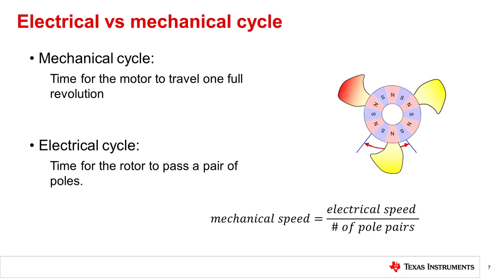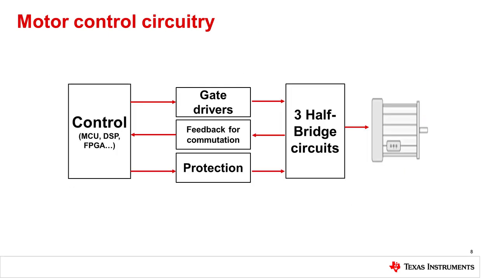As one can infer from the description of electrical and mechanical cycles, one mechanical cycle is equal to an electrical cycle times the number of pole pairs. Correlating that to speed, the equation for mechanical speed is equal to electrical speed divided by the number of pole pairs of the permanent magnet rotor.